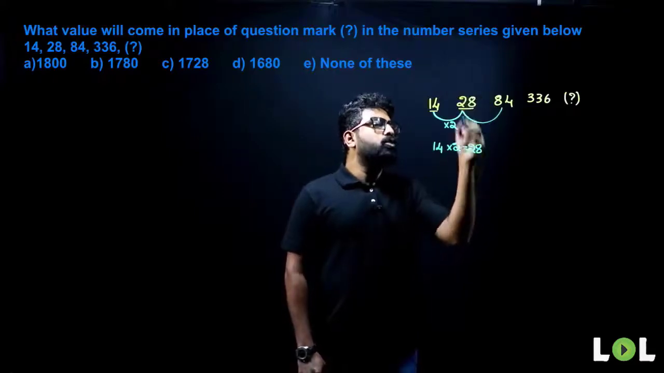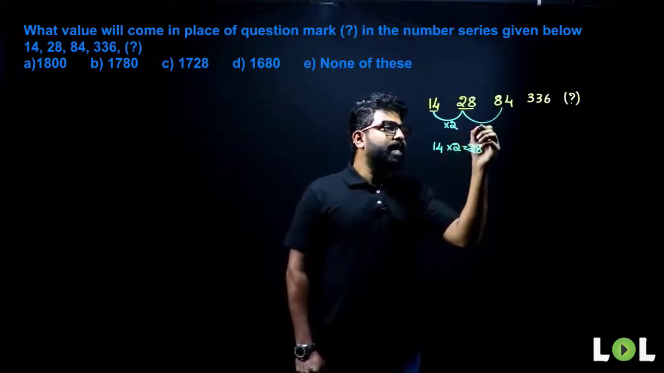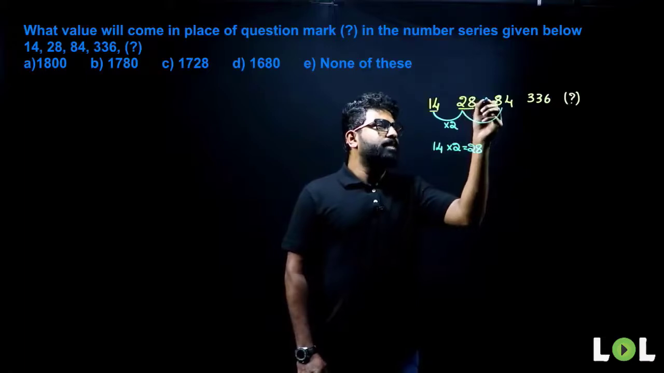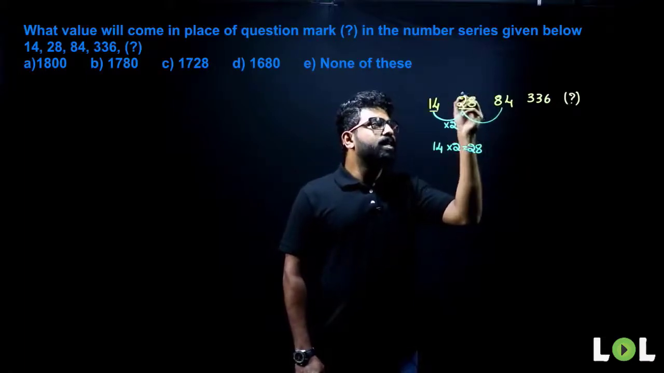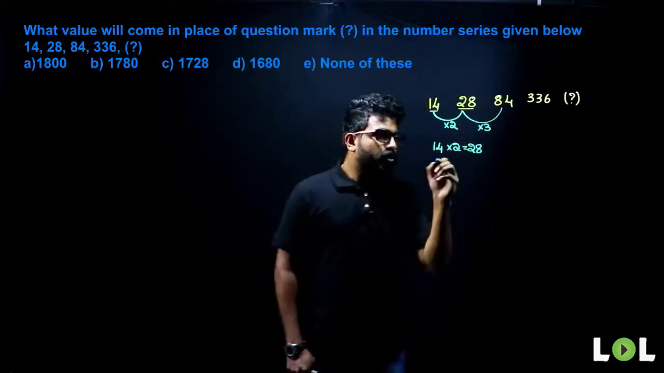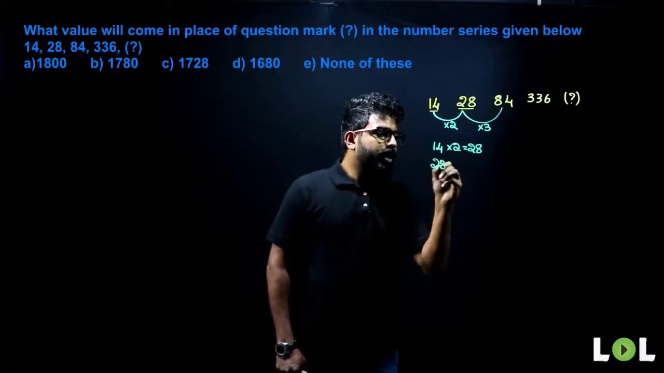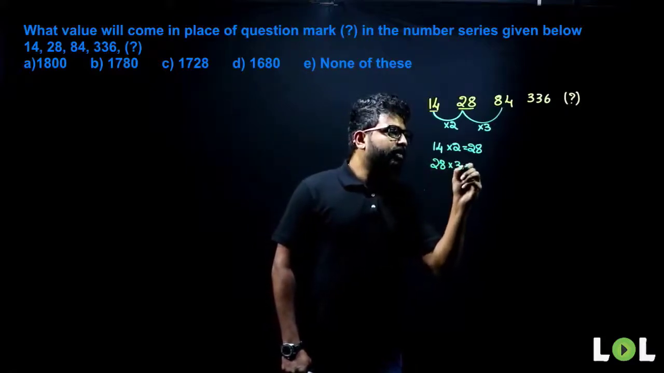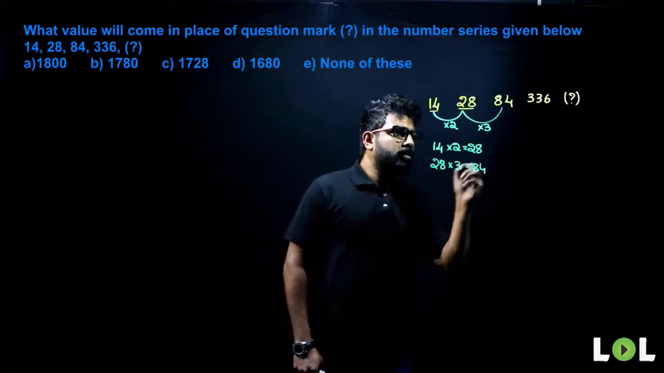I'll check 28 into 3. Let me start checking with 3. 28 into 3: 3 into 20 gives me 60, and 3 into 8 gives me 24. 60 plus 24 gives me 84. So if I multiply it with 3, I'm getting 84 here. So 28 into 3 is giving me 84.